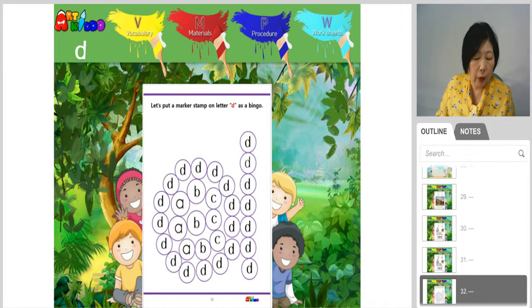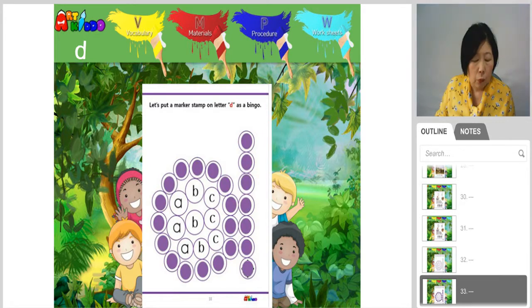Look carefully at the image of D, and you can find many D alphabet letters on this image. And let's put the marker stamp on the letter D in the image as a bingo. Finally, you have beautiful D.